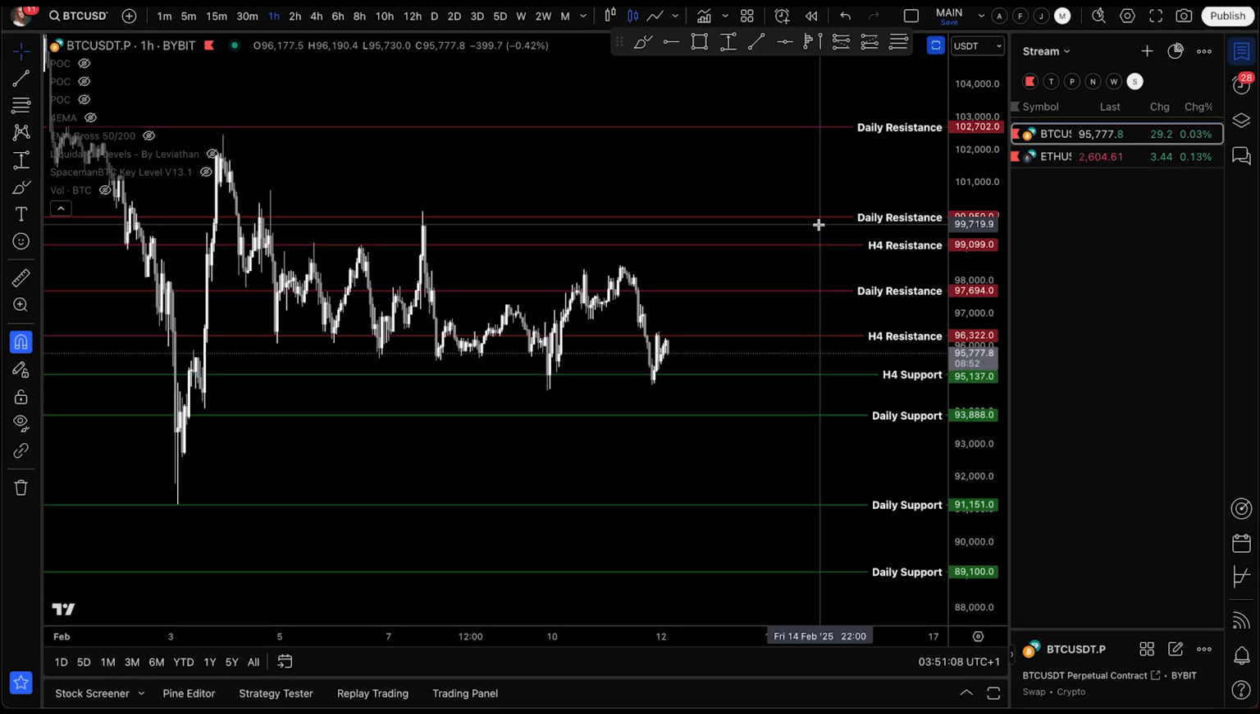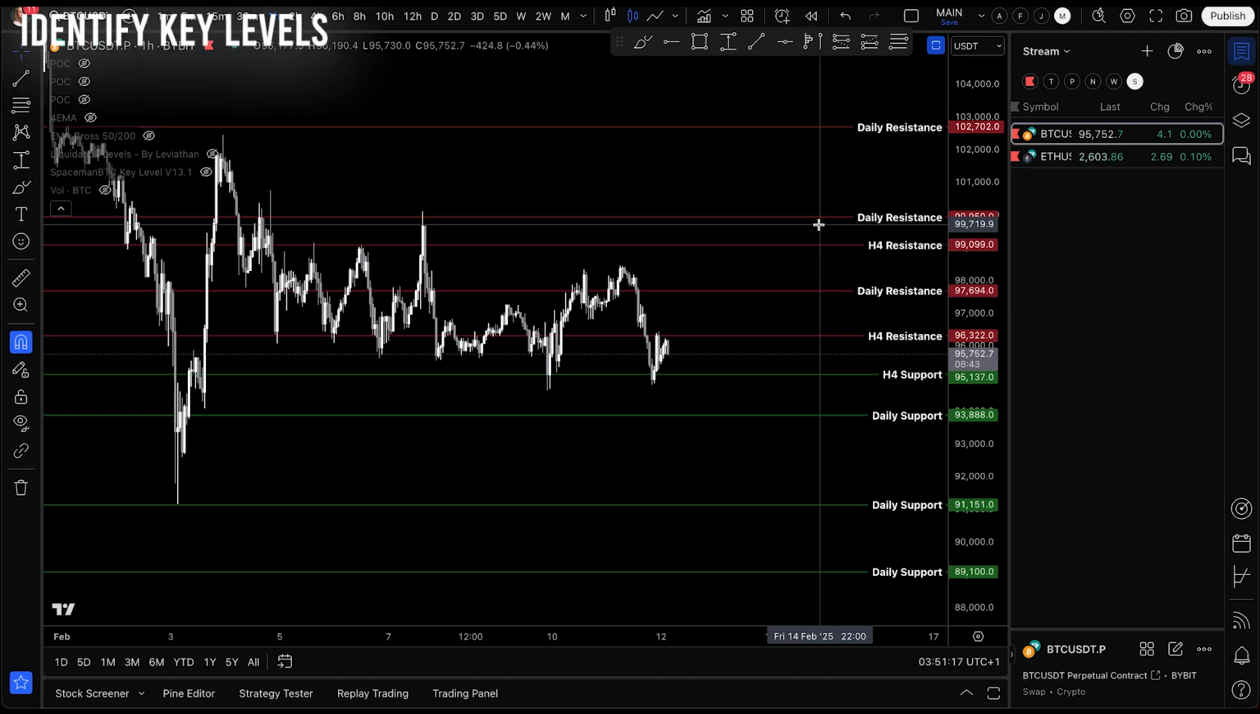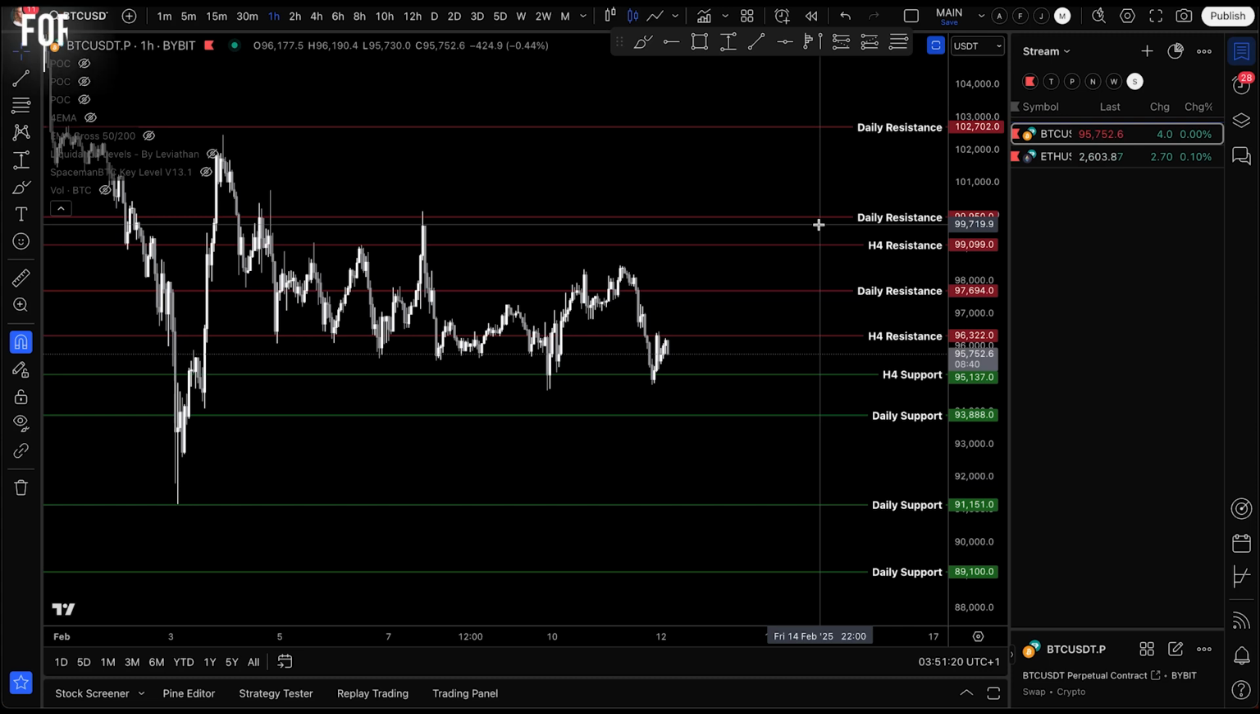So this is going to be how you can log in every single day, take a look at the market and plan what your day is going to look like, where you're going to look to long, where you're going to look to short, and if you even want to trade at all, if it's going to be choppy. Let's take a look here.